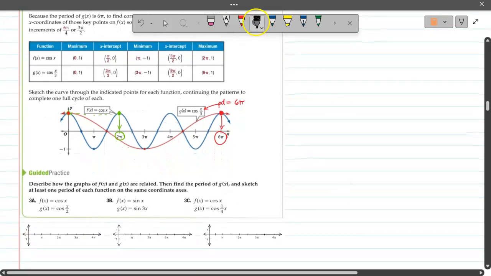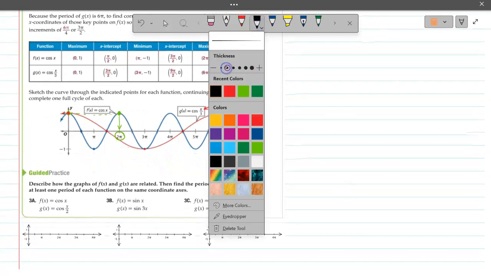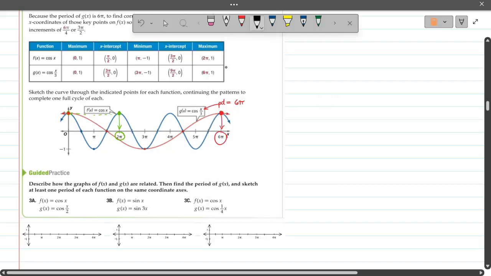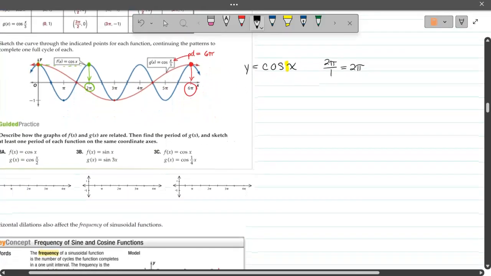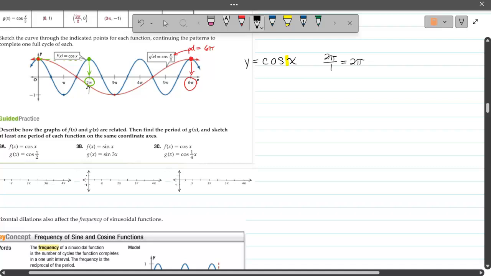So for instance, if we go back and we just say the parent function here, y equals cosine of x, the coefficient of x is 1, the absolute value of 1 is 1, 2 pi over 1 is 2 pi, and that's the period of the cosine function right there.